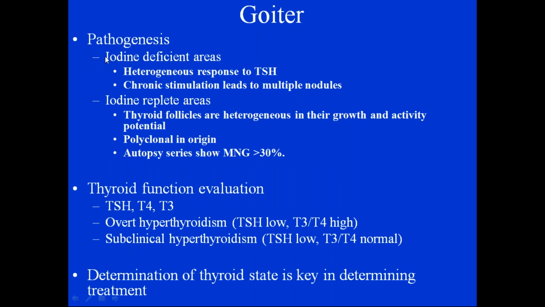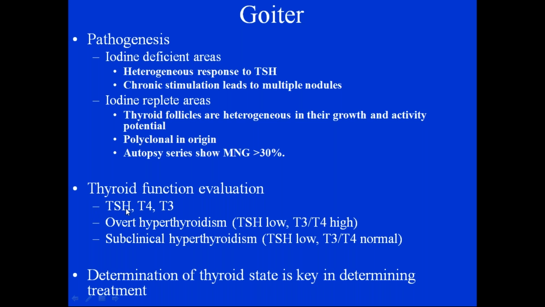What is the pathogenesis? Generally, in iodine deficient areas, there is iodine deficiency. So there are low levels in the blood, and there is no iodine to be extracted into the thyroid. So TSH increases more and more. And in iodine replete areas, generally the thyroid follicles are heterogeneous in their growth and activity, and mostly they will have MNG, multinodular goiter. So pathogenesis can be classified as iodine deficient areas and iodine replete areas.